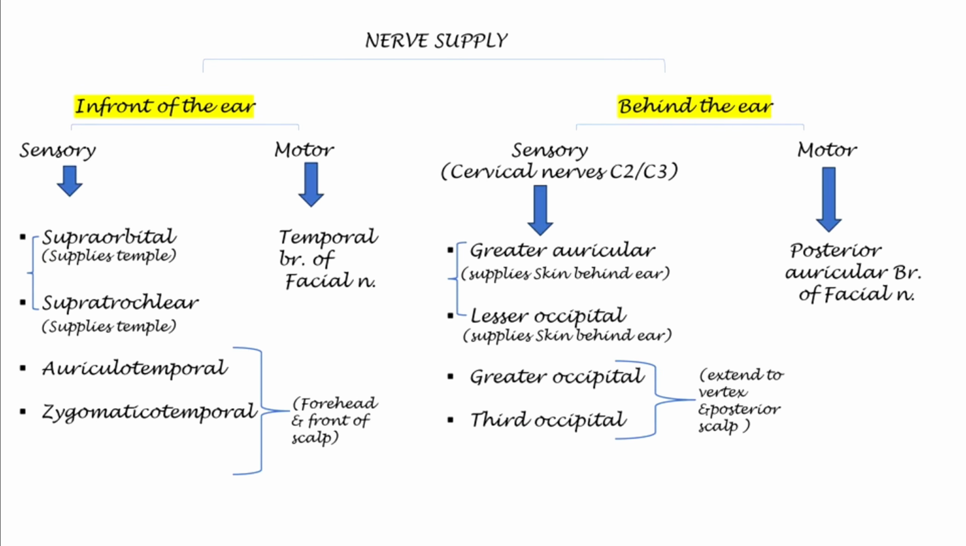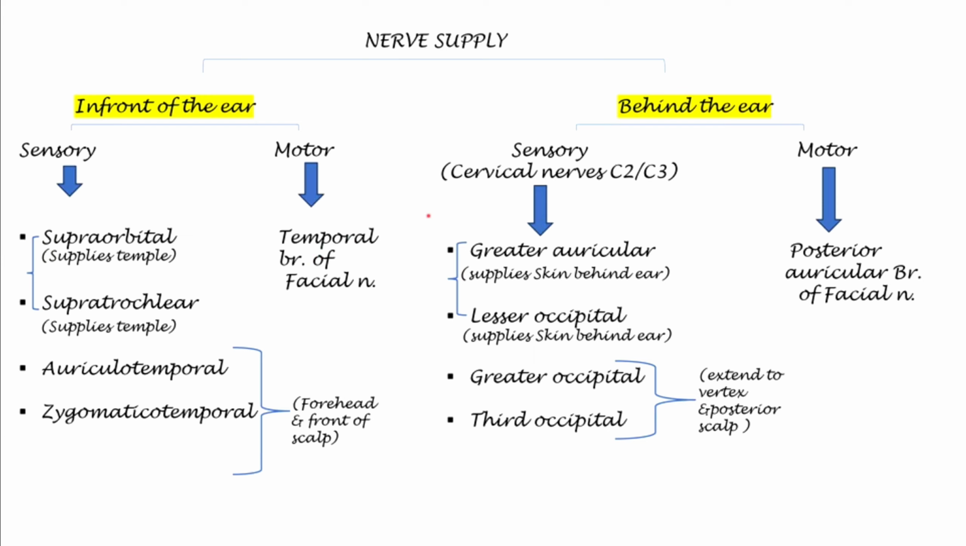Look into this flowchart. You can just mention this flowchart in your exam, and draw the previous diagram. That would be enough for a 4 marks question. The nerve supply in front of the ear: sensory nerve supply, motor nerve supply. What are the sensory nerves? Supraorbital, supratrochlear, both of which supply the temple. The auriculotemporal and zygomaticotemporal both supply the forehead and front of the scalp. What is the motor supply of the scalp in front of the ear? The temporal branch of the facial nerve.